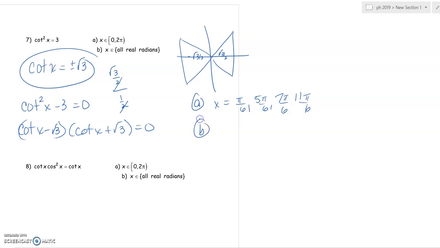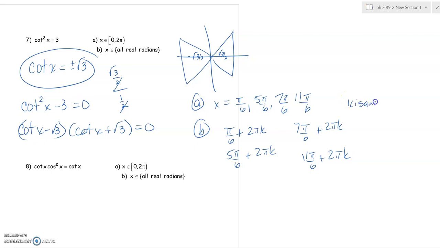Now for part B, if I want all solutions in radians, there are a lot of ways you could have done this. You could have said pi over 6 plus 2 pi k, 5 pi over 6 plus 2 pi k, 7 pi over 6 plus 2 pi k, 11 pi over 6 plus 2 pi k. Or you could have been more concise. And again, k is an integer.